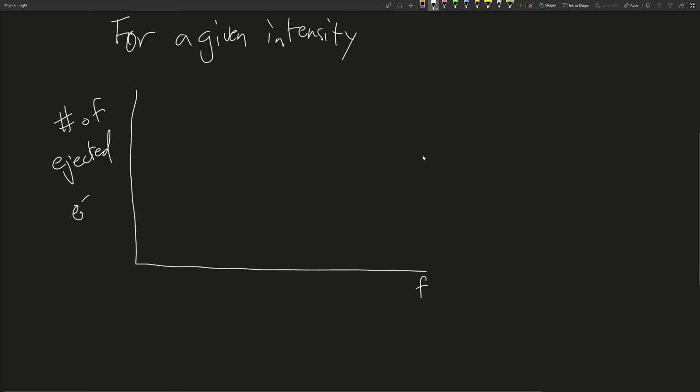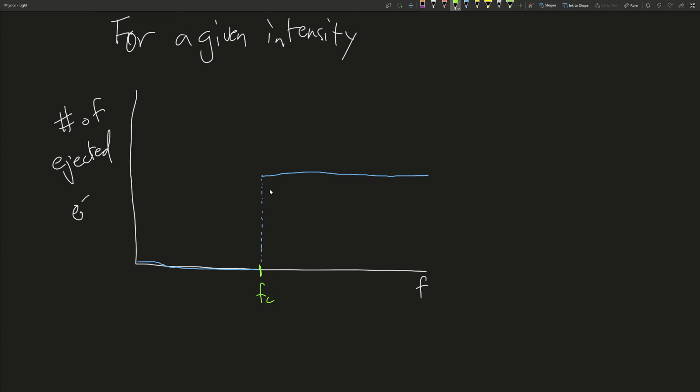You'll see that below a certain frequency, there's going to be no electrons that are ejected. So it's zero. And then at a certain frequency, all of a sudden electrons start getting ejected from the material. And then you see that the number of electrons ejected for a given intensity remains constant. And this frequency here is called the cutoff frequency, f_c.